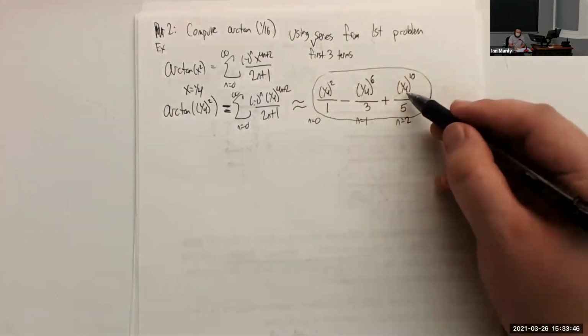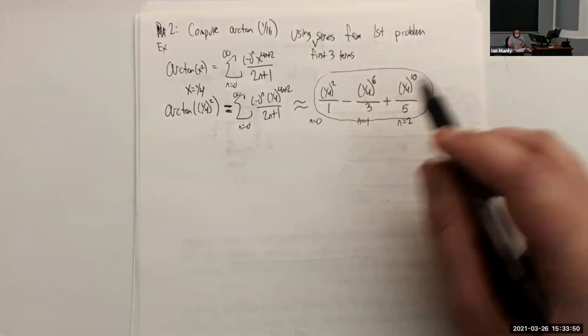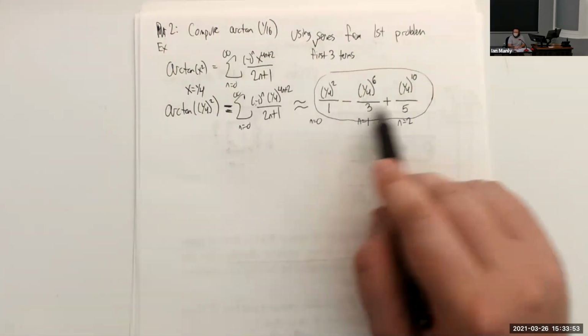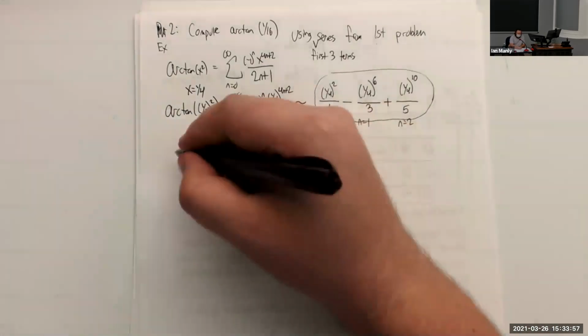And I don't want to do 4 to the 10th power. That's starting to get kind of big. So I'm just going to leave it like this. So arctan of 1/16 is approximately equal to whatever this is right here. Okay, now I also want to know the error.